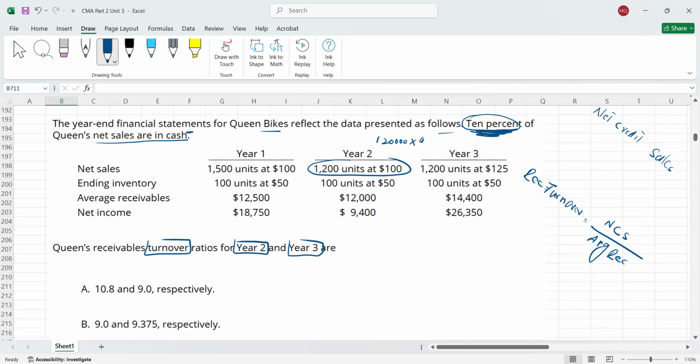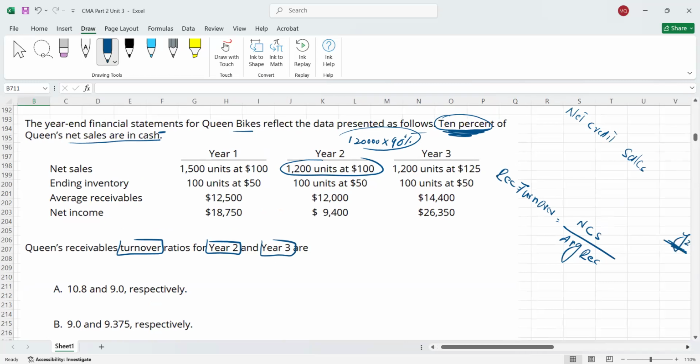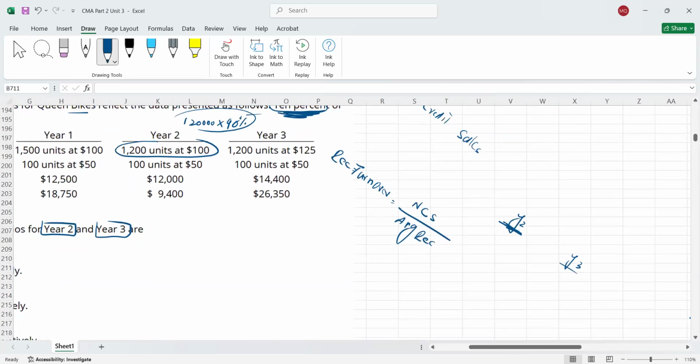And he told you 10% is the cash sale. It means 90% is the credit sale. This is what I want. So if I take 120,000 times 90%, it is going to be 108,000 for year 2. Okay, 108,000 for year 2. Similarly, we will calculate for year 3 also.